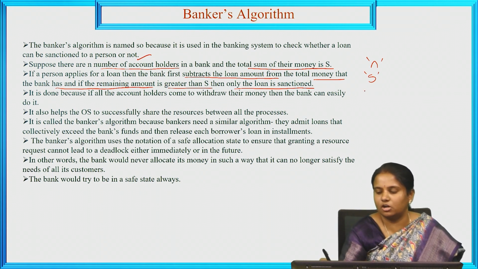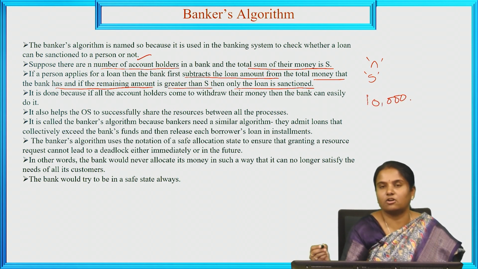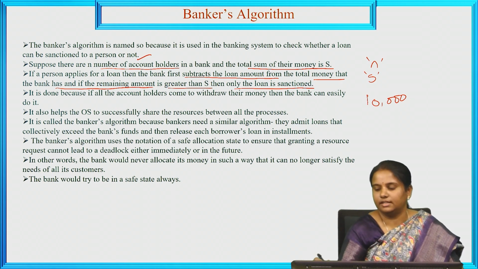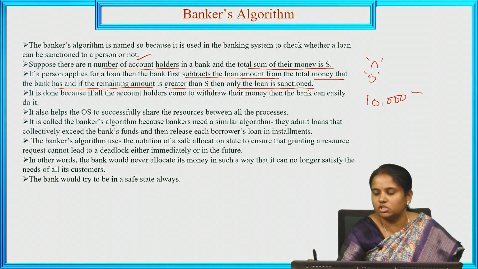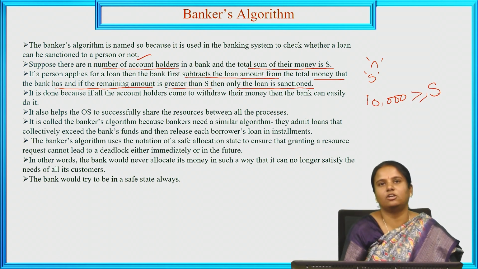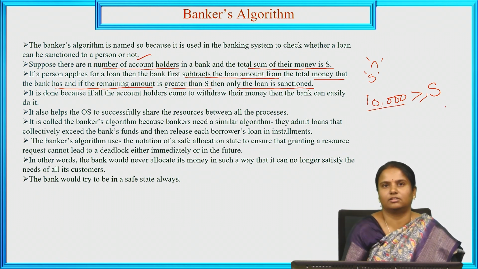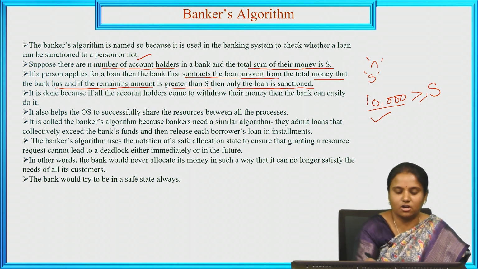Suppose the loan amount is 10,000. They need 10,000 as the loan amount, and the remaining amount of the bank should be greater than S. Why? Because they need to check the availability of the total amount in the bank for that particular person's loan. If the loan can be covered by the amount available in the bank, the loan should be sanctioned. Otherwise it is not sanctioned. That is how this banking system works.